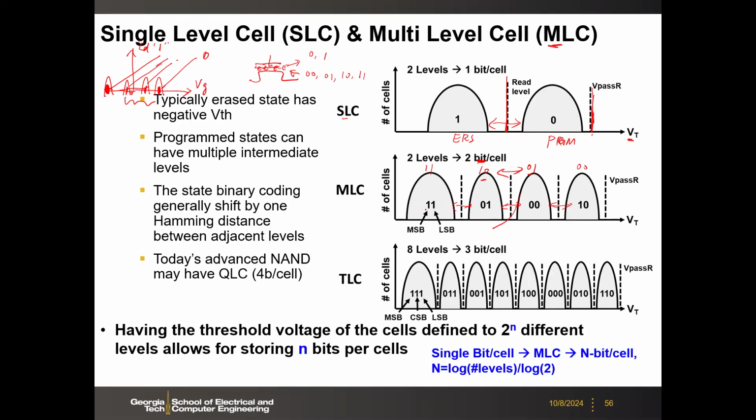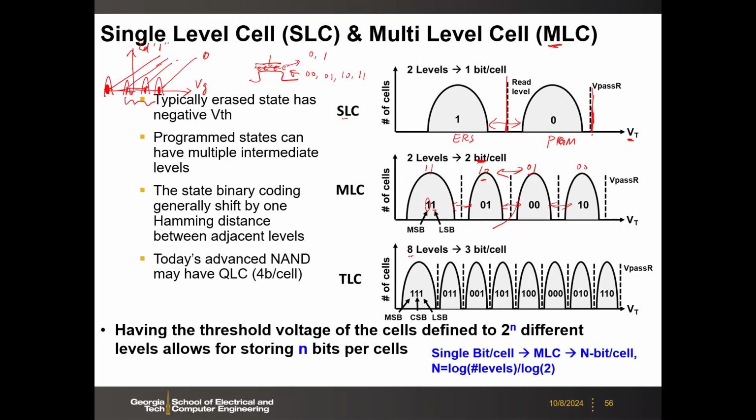And here we can call this MSB and LSB, right? So the first bit is the most significant bit, and then the second bit is the least significant bit. Okay, so this is 2 bits per cell. And then people are aggressive. We want to do 3 bits per cell.